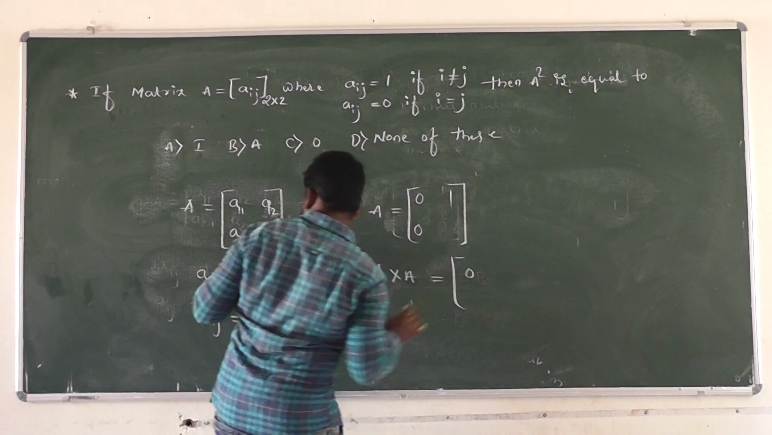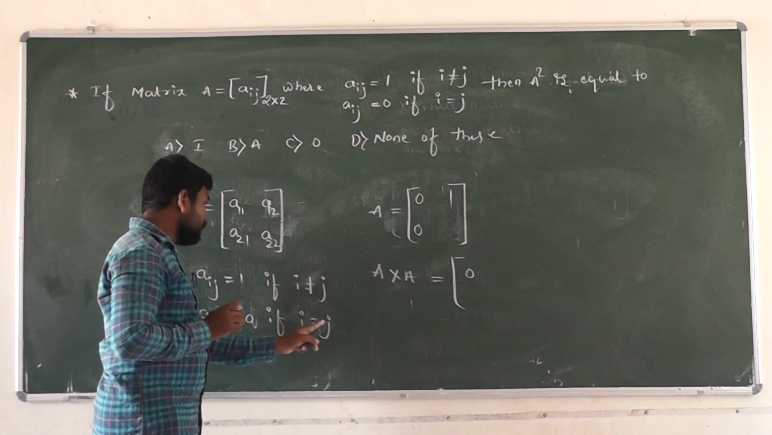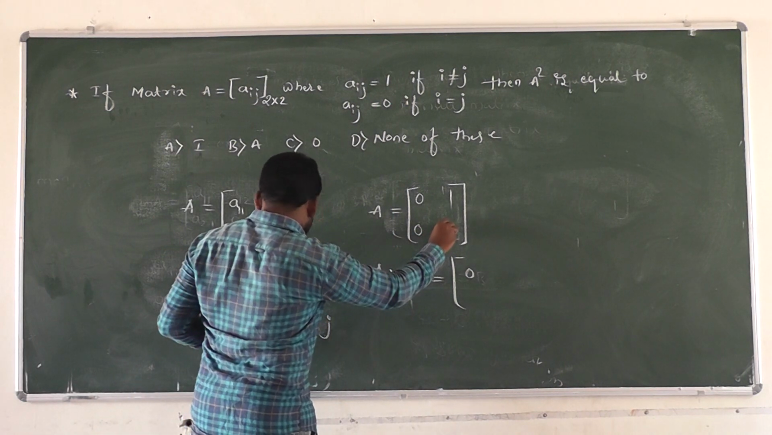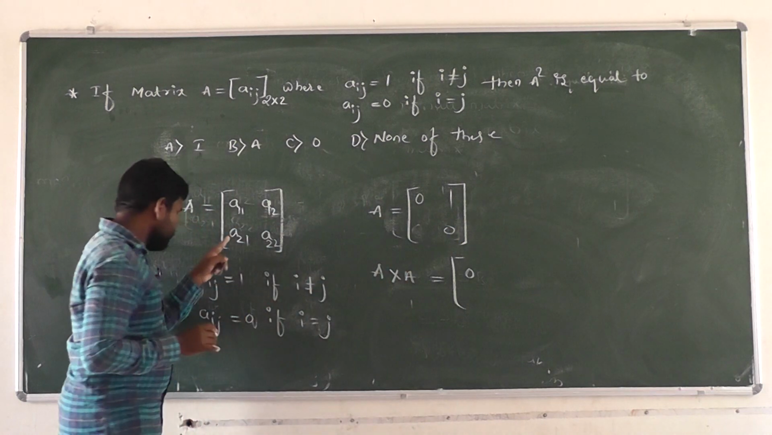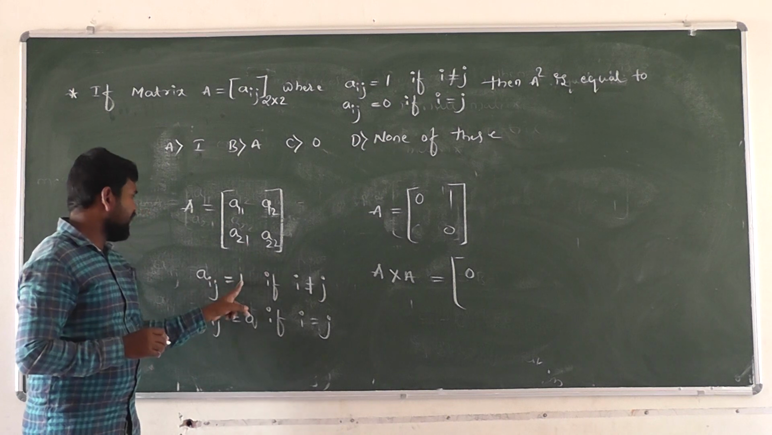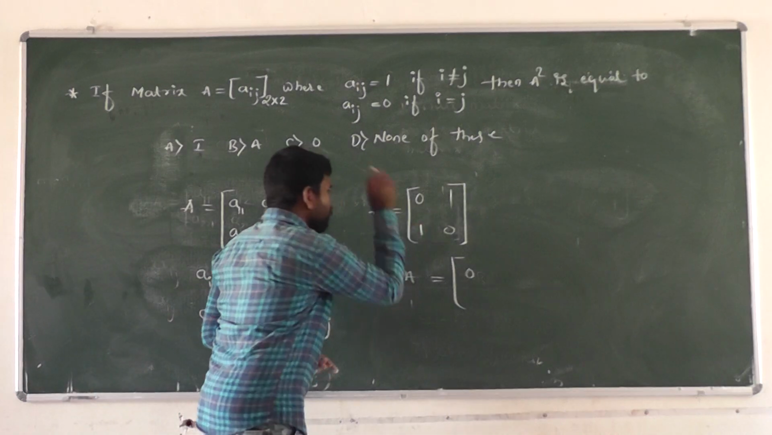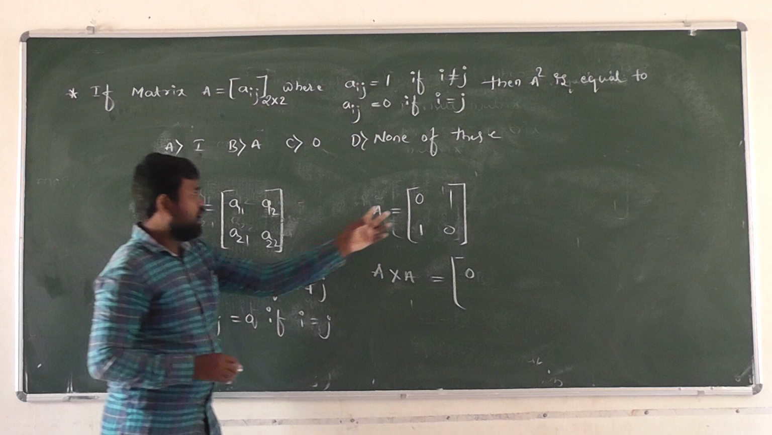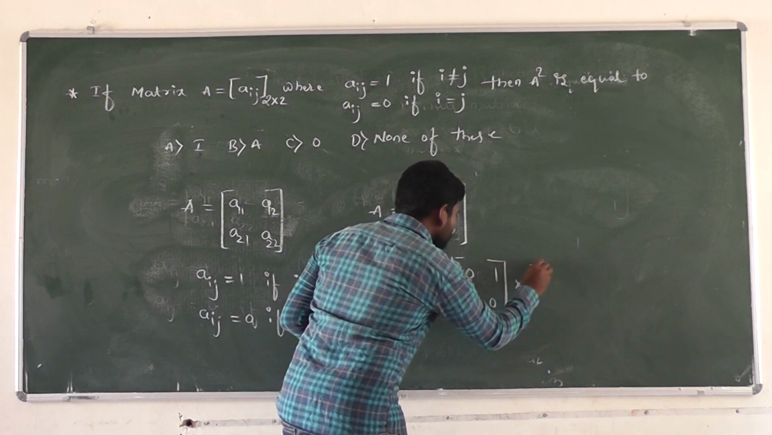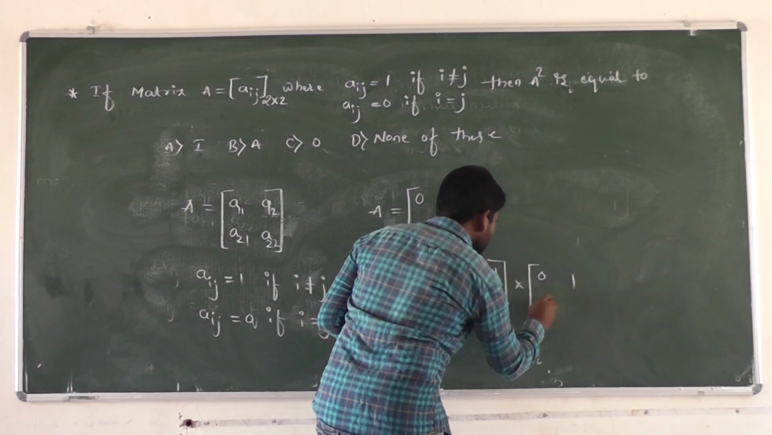Here, 0, sorry, 2. I equal to j: this one matrix element is said to be what here? 0. And the second row, first term, I not equal to j: that element is called what here? 1. Right? So we have 0 1 1 0 into 0 1 1 0.